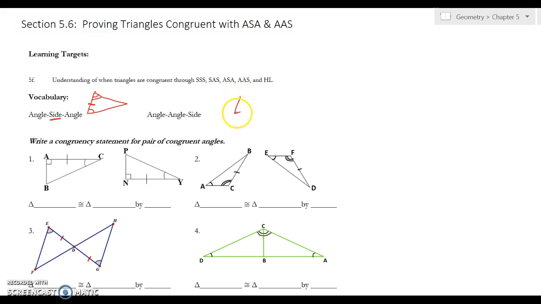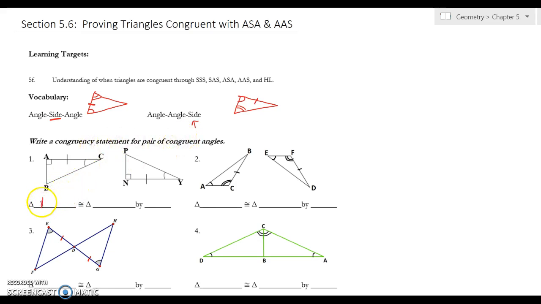And then for angle, angle, side, same idea, but this time my angles do not squish the side. The side is outside, so it's either this one here or it's this one up here. It's just not the included angle or the included side. So let's go ahead and see if we can finish our congruency statements.